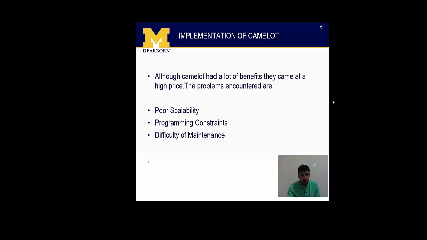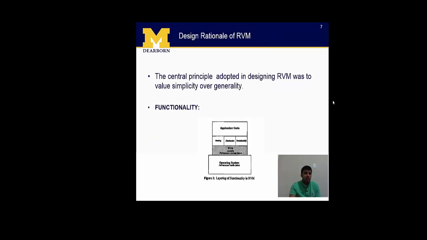And coming to the design rationale of RVM, the central principle adopted in designing RVM was to value simplicity over generality. Here is the figure on the layering of functionality within the RVM. This is actually a layered implementation, and normally a layered implementation may be less efficient than a monolithic one, but it has this attractive property of keeping each layer simple. The upper layer can count on the clean failure semantics of RVM, while the lower ones are only responsible for non-restricted transactions.